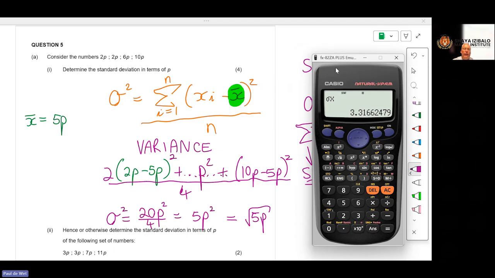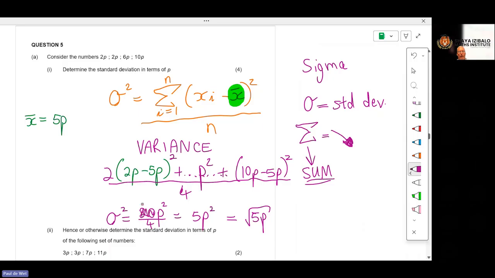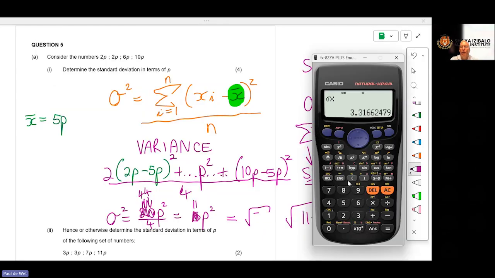Guys, this is 9, so it's 18, 19, and this one's 25. 19 and 25 is 44. It's actually 11p squared. Okay, and sorry, it's 44p squared over 4. It's 11p squared. It's the square root of 11p. Sorry, guys. Okay, and just to go back here, if I square this number, I will get 11.